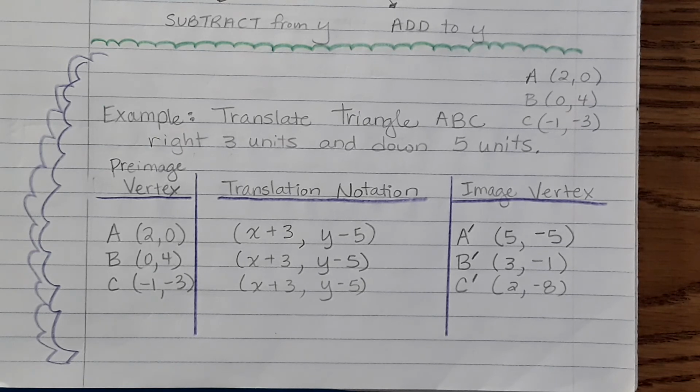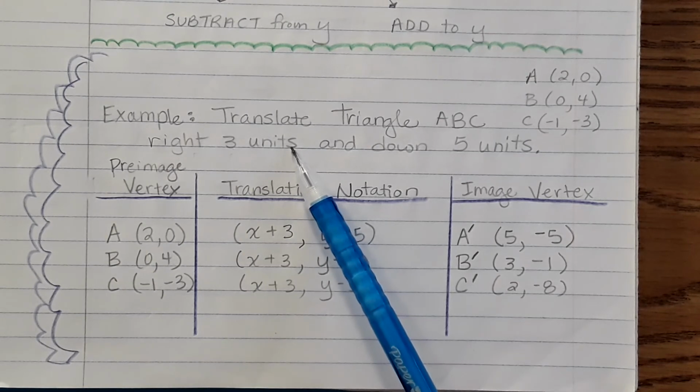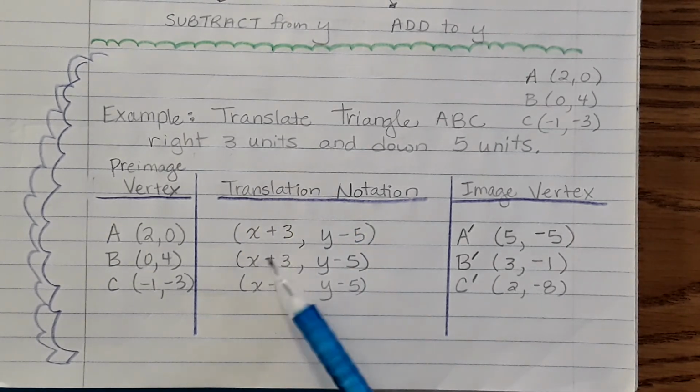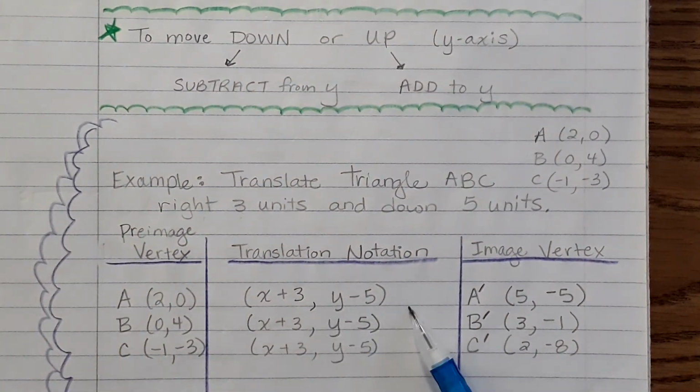So in the assignment, it's going to be the same as this. You're going to be given some vertices and told how to translate. You take whatever your directions are and you put it like an ordered pair for translation notation. Follow your directions and you can get your new image vertices.